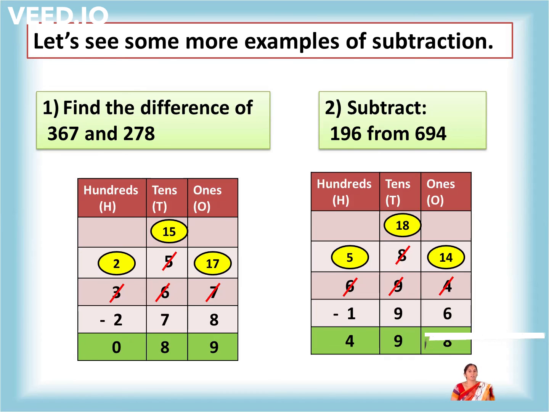Now in the ones place, 7 minus 8. 7 is smaller than 8, so we borrow from the tens place, that is the 6, and we get 17. Now 17 minus 8 becomes 9.